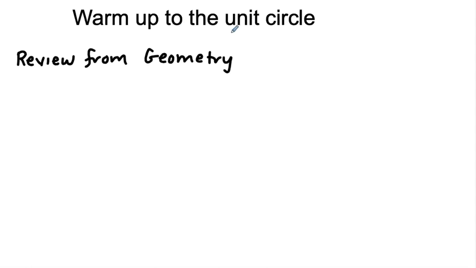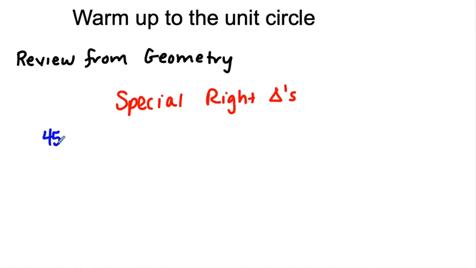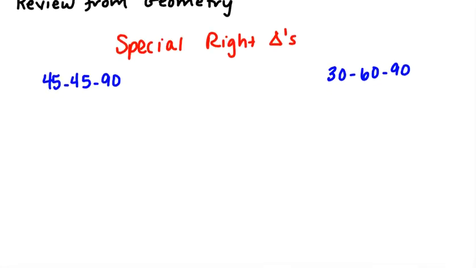Today I'm going to be going over a quick review from geometry to help you get ready for what you're going to be learning in your trig units on the unit circle and trigonometry. So what I want to review are the special right triangles. There are two special right triangles that you learned about in geometry, the 45-45-90 triangle and the 30-60-90 triangle. And again, this is just a review of something from geometry.